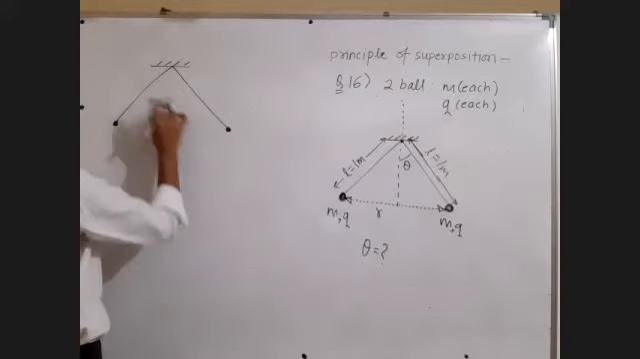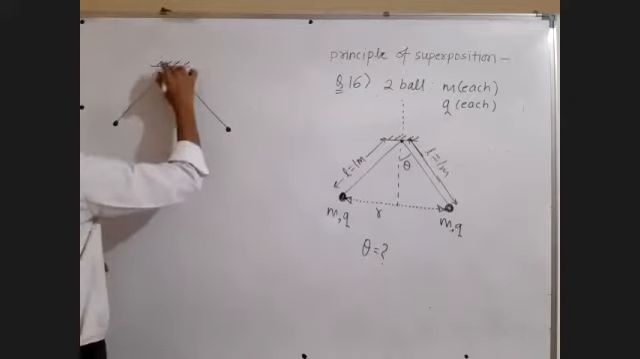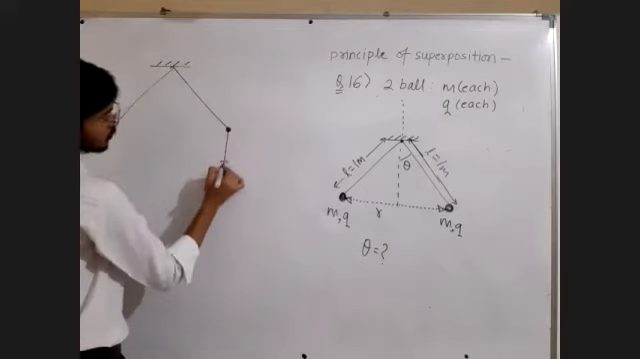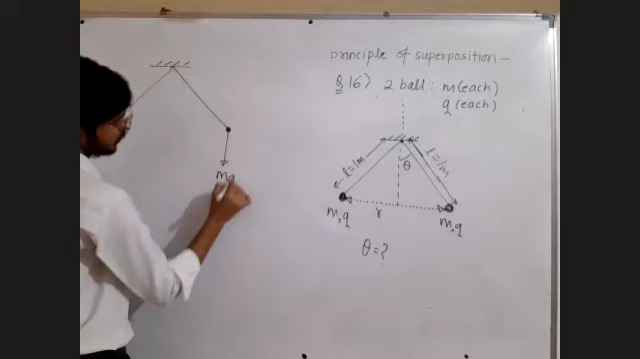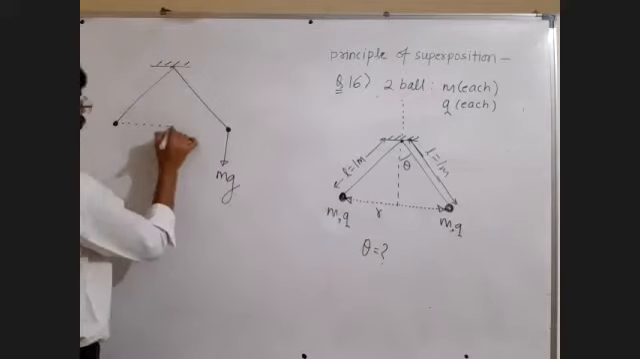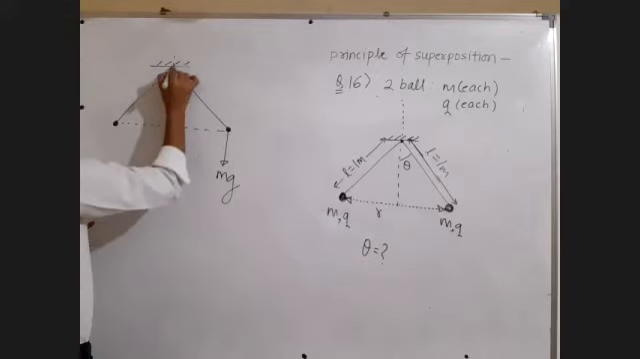What are the forces acting on these point charges? Sir, this point charge has mass m. So there will be mg acting vertically downward. This force you should draw first. This is the vertical line.